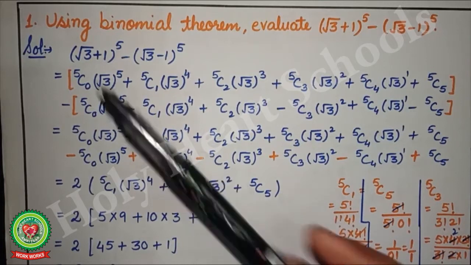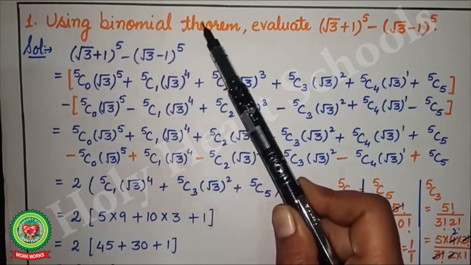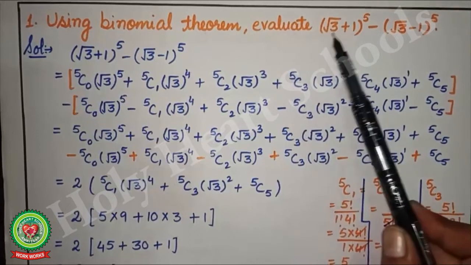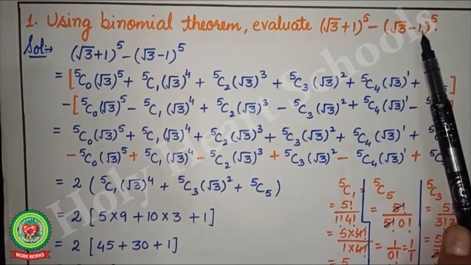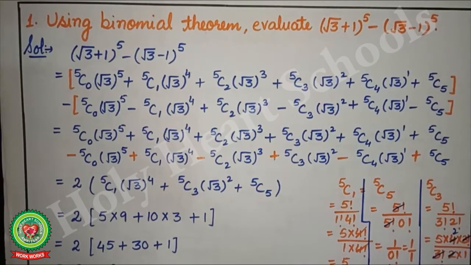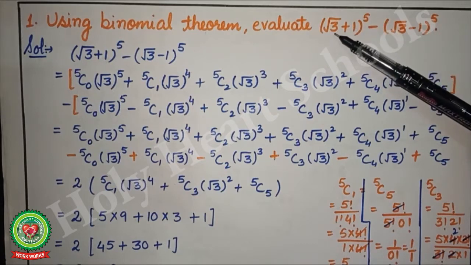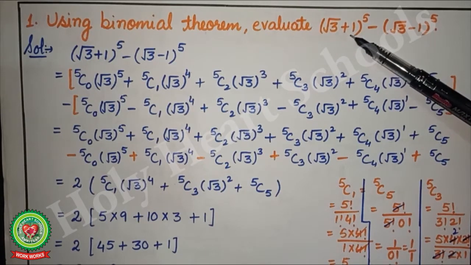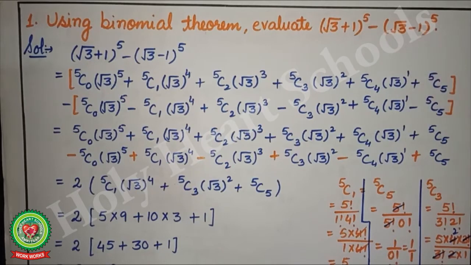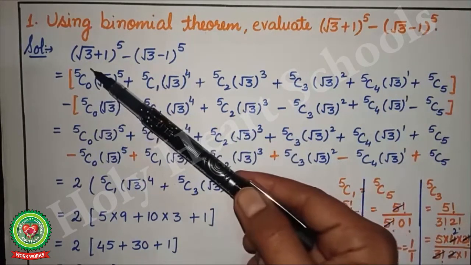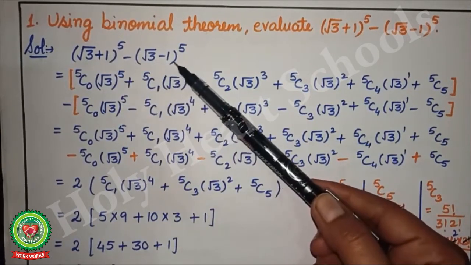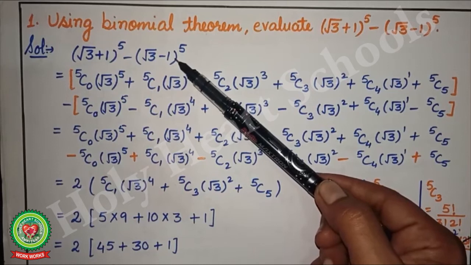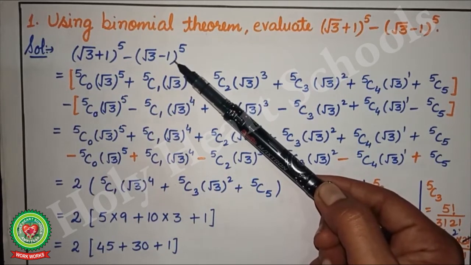So, in the first example, using binomial theorem, evaluate (root 3 plus 1) raised to power 5 minus (root 3 minus 1) raised to power 5. Here we have to use the binomial theorem. We can apply it here because there are only two terms and the power is 5. So there are two terms: first is a plus b form, second is a minus b form. In both cases, firstly we will apply the binomial theorem.